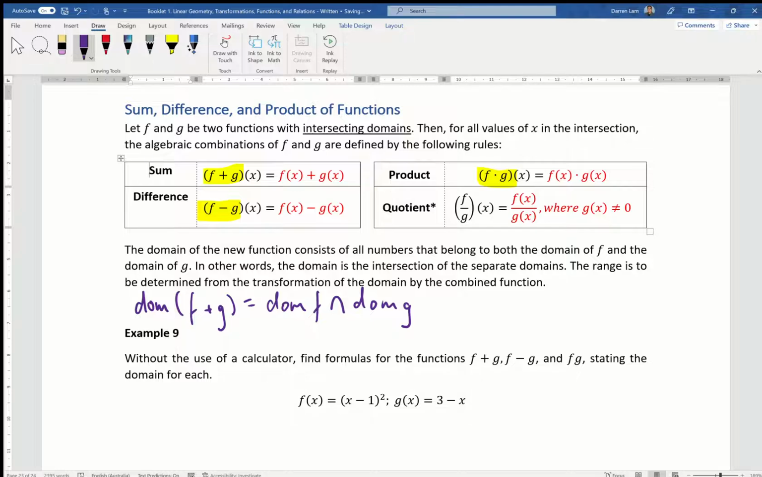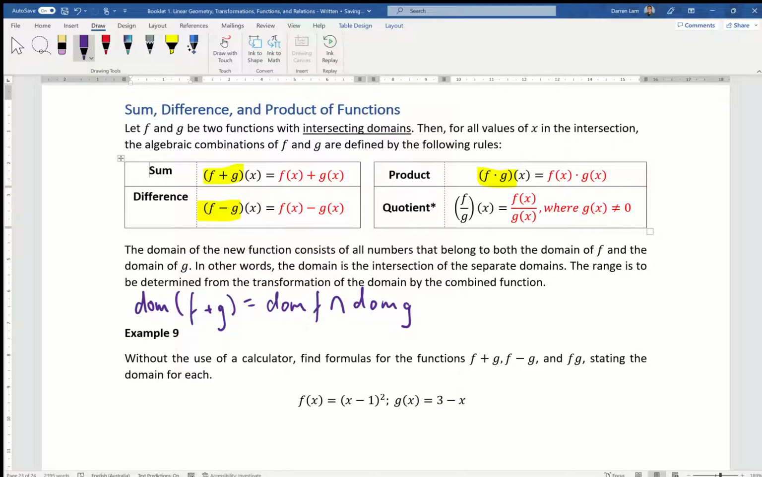The range is to be determined from the transformation of the domain by the combined function. So once you've got this new combined function, different from composite function, you then figure out, okay, well, the minimum is this value, the largest value is this value. Let's see where it gets cut off by the new domain. Don't just refer back to the original function.